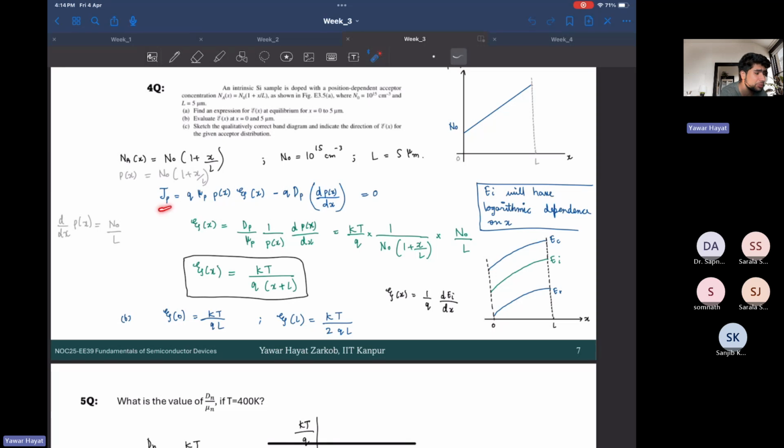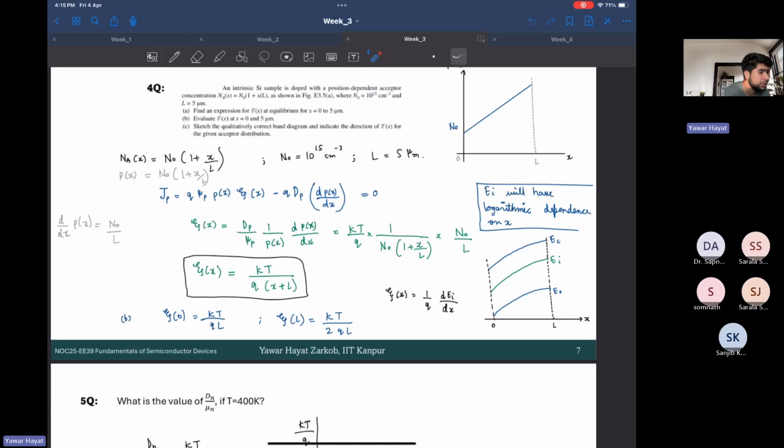The reason I took JP was because p of x was given. I was given the expression of p of x, so I could utilize that to compute E of x. That is the only reason I took JP of x, because my purpose was being fulfilled in that. I did not know what n of x would be. Actually, that is one thing you could explore. But let's not complicate the problem. The problem is simple.